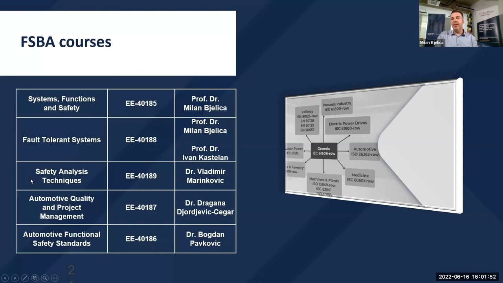Then there is one key subject on understanding the process. It's all about systematic safety integrity. It's called Automotive Quality and Project Management. It's all about the ASPICE standard and also ISO 9001 as a precursor of it. You will get everything needed to understand the processes and to be able to apply them correctly. It's also for everyone, basically, not only for the process people.